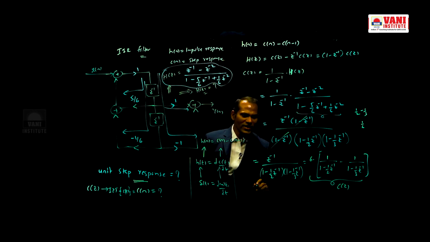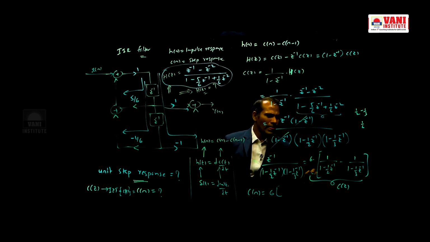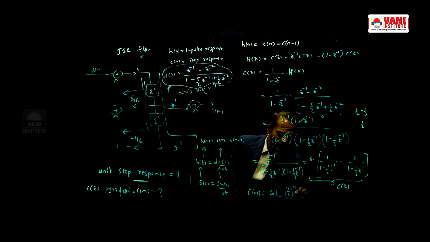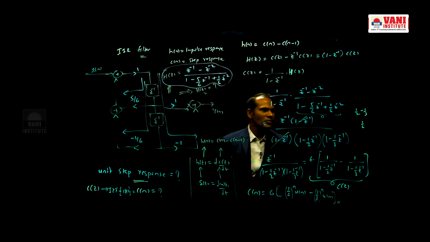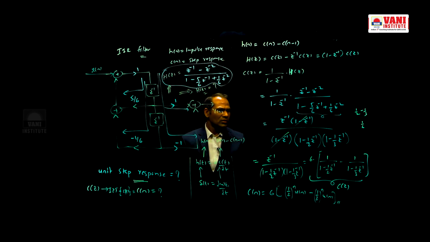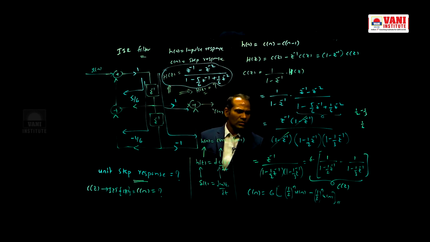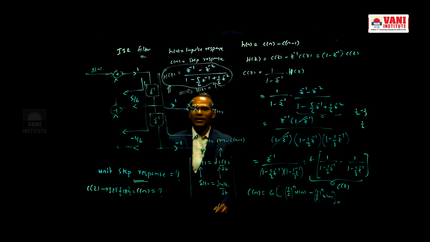Now C of n is 6 into the inverse of this one, which is half power n into u of n minus 1 by 3 power n into u of n. Like this you can find.